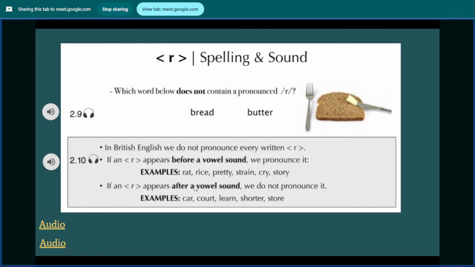Now R, whenever it comes at the start of the word or after a consonant.